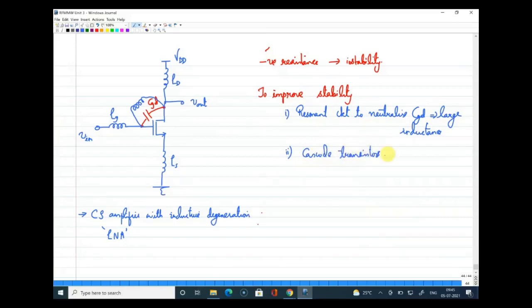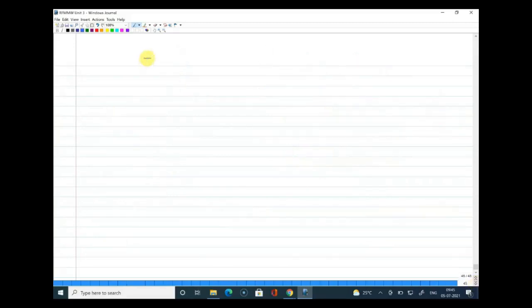This is a simple way by which I am modifying this architecture. So what I am doing here is I have the inductance load, and I will be adding one transistor here, and that is a cascode transistor. The role of that cascode transistor is to eliminate direct interaction between the input and output. Thereby we can make the circuit more stable.